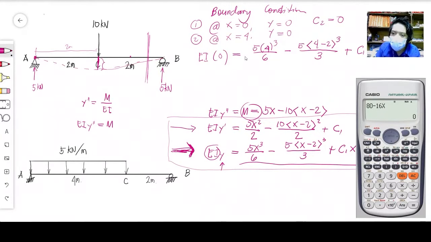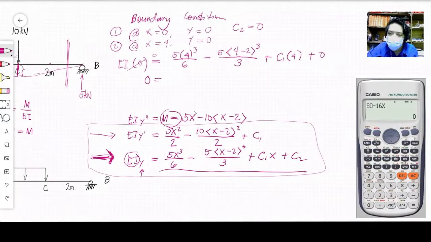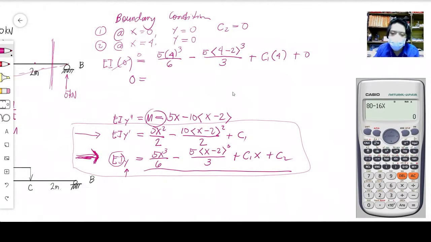Now you have this equation. So this is 0 and 0. This is 0 is equal to, so let us solve for the value of C1. This is your 5 times 4 cube over 6, and that is 160 over 3. This is 160 over 3 minus this one right here, that is 5 times 2 cube over 3, and that is 40 over 3.